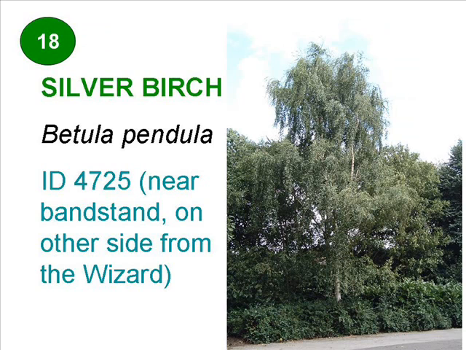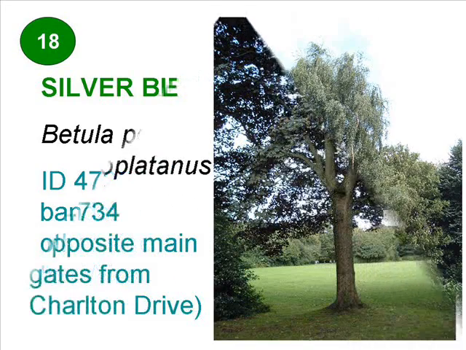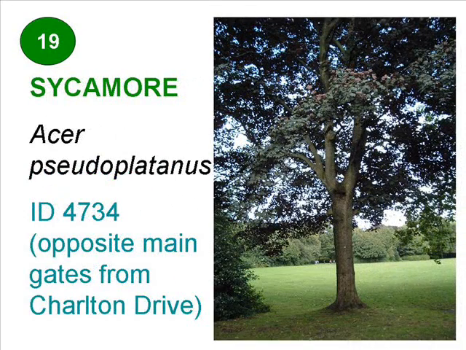Tree 19 is found further down the path opposite the Charlton Drive gates and on your right. The next tree, number 19, the sycamore, ID 4734, is found opposite the Charlton Drive gates. The sycamore maple is a fast-growing tree tolerant of urban pollution, with a broad domed crown.